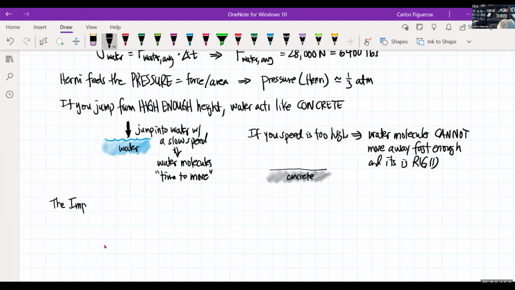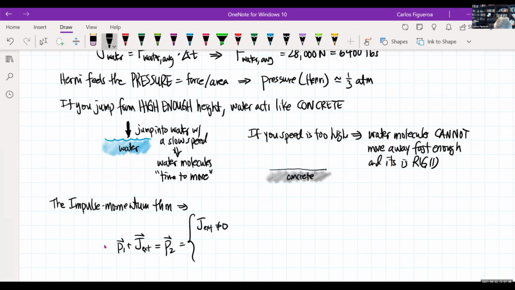The impulse momentum theorem really told us this here. It says that if P1 equals J external equals P2, then what we said here is that if J external is not equal to 0, then P1 is not equal to P2. In other words, this causes a change in momentum.